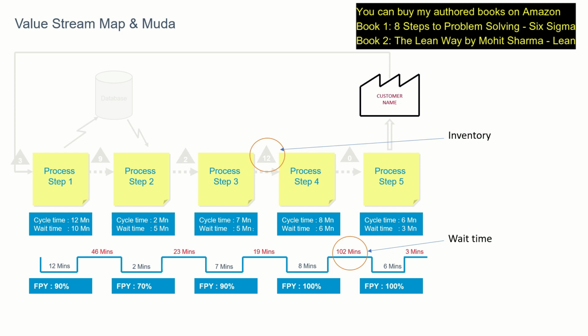The wait time of step number 4 and 5 between these two steps is very high. It means it is a waiting waste. The first pass yield of step number 2 is 70%. It indicates that there are defects happening in the process. So it is not necessary that you can identify all the 8 wastes in one process. It is also possible that you may be able to identify 3 to 4 wastes in your process.